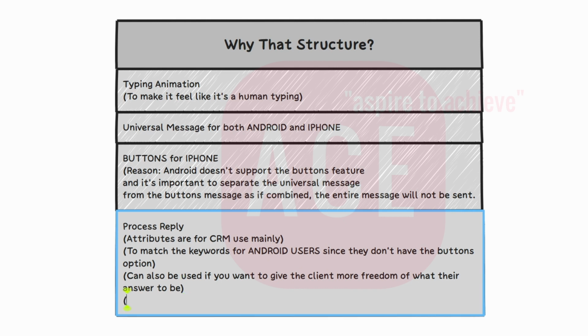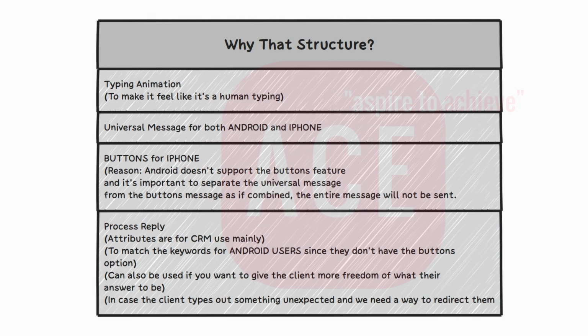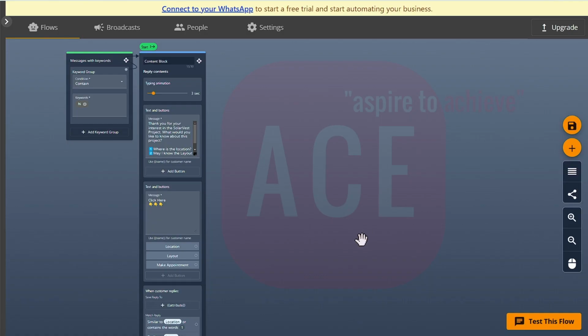And also, process reply can be used in case the client types out something unexpected, like you're expecting them to type out a date, but they type out something else, and we can use this to redirect them back into the flow. So now we'll be creating the new blocks for the layout, location, and the reply of redirecting them back to choose another option.